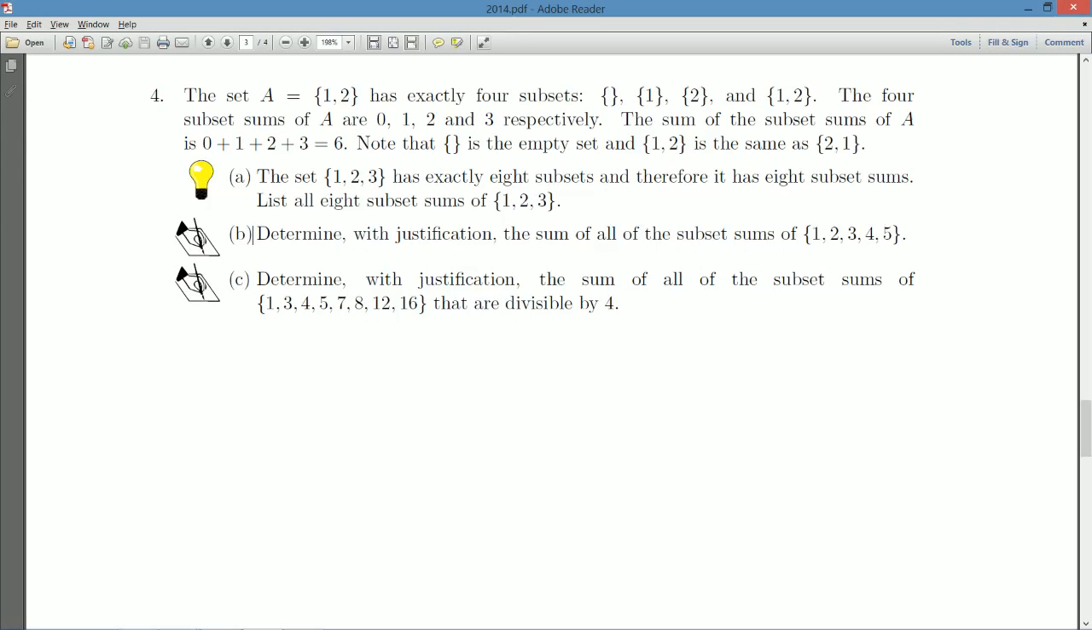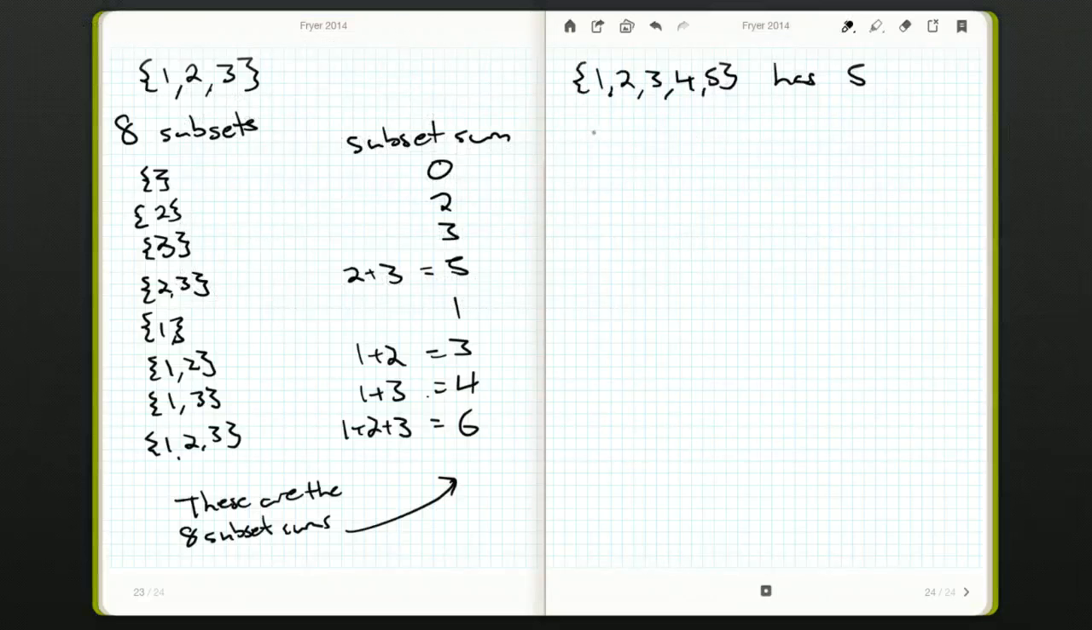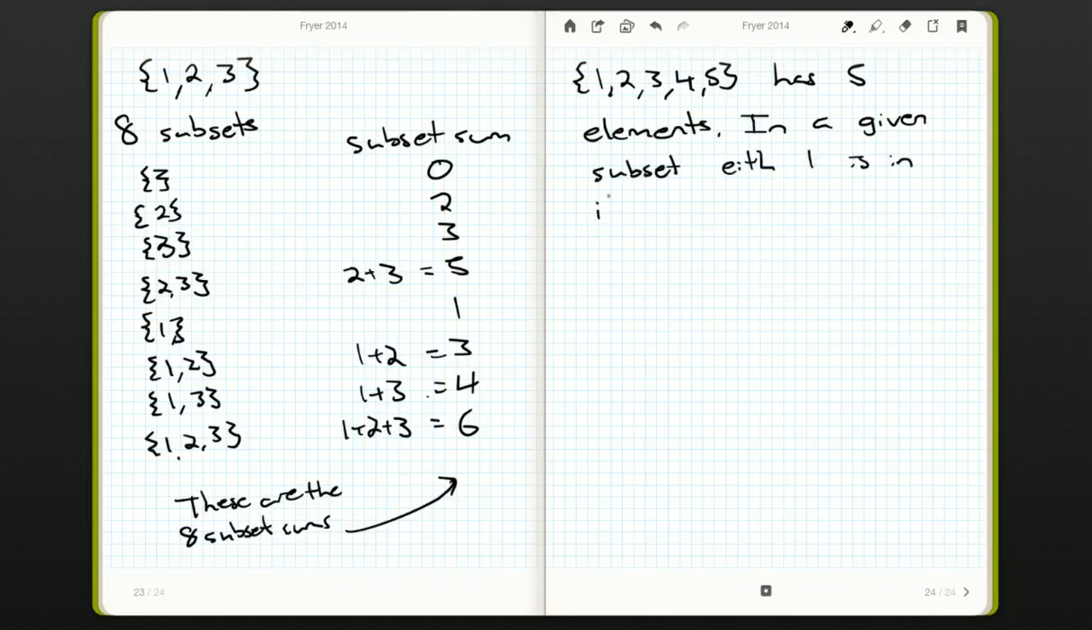So when figuring out the subset sum, we just add up all the numbers in the subset. So 1 can either be in the subset or not. 2 can either be in the subset or not. And that's the sort of thing we should have here. So we have 5 elements in the set. So we have two choices. Either one is in that subset or not.